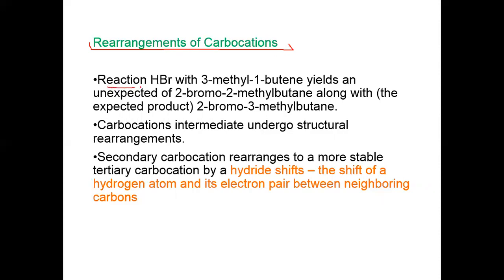Okay. Reaction of HBr with 3-methyl 1-butene yields an unexpected product, 2-bromo 2-methyl butane, along with the expected product 2-bromo 3-methyl butane. Apa benda ni? Okay. So buka. This is your starting material. 1 butene. So ada 4 carbon. 1, 2, 3, 4. Double bond dekat sini. Lepas tu ada 3 methyl. So sini ada methyl dia.